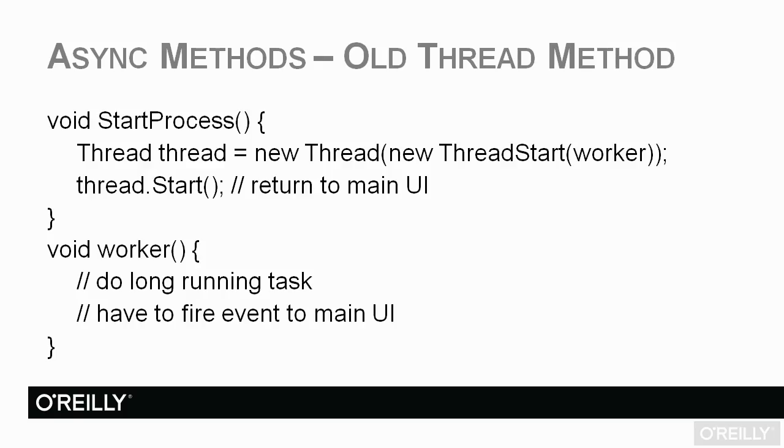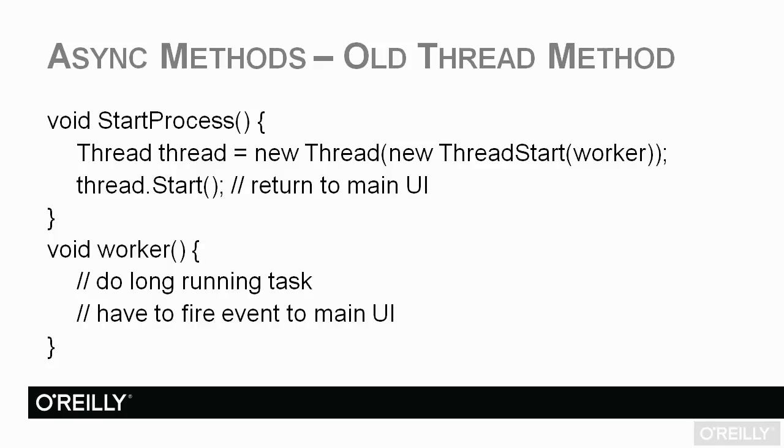So taking a look at the old thread method, and this was about as simple as it gets in order to be able to fit it on a slide. I have a method called start process, and it's going to start some really long-winded thing. So I create my thread object, and I create a new thread and give it a new thread start with a worker method. And then I call on that thread the start method, and that will run the worker method in a different thread. After I call thread start, this method will immediately return back to the main UI. So my main UI is responsive, and my worker method is working on a secondary thread. That's great. That's exactly what I want.